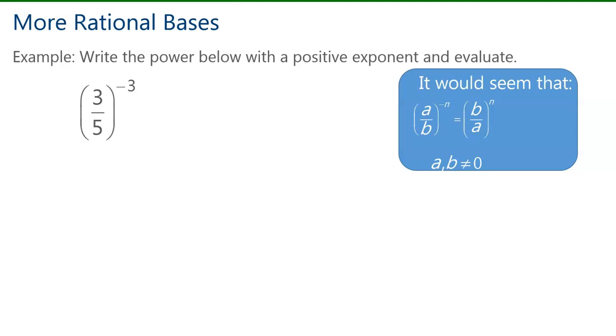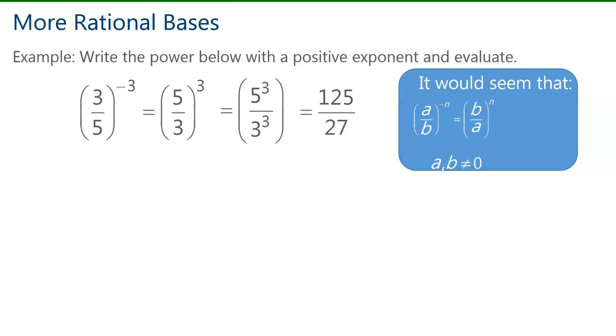So applying this shortcut, this would be 5 over 3 to the +3. Notice the reciprocal of 3 over 5, the original base, is now 5 over 3. This is 5 cubed over 3 cubed. 5 cubed is 125, 3 cubed is 27. Let's verify this with technology.